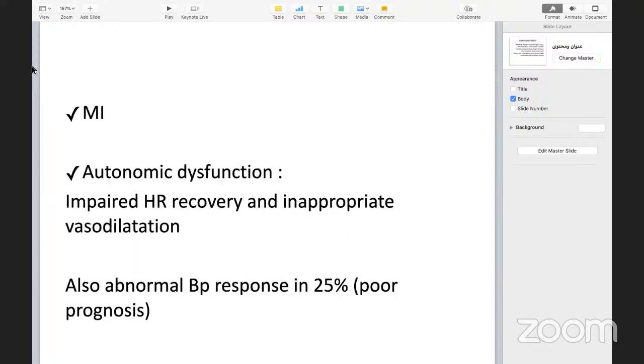Also, we have MI as a part of the disease, and also autonomic dysfunction. So impaired heart rate recovery, inappropriate vasodilatation, and abnormal blood pressure are all autonomic dysfunction in such a disease. An abnormal blood pressure response in 25% of the patients gives a poor prognosis.